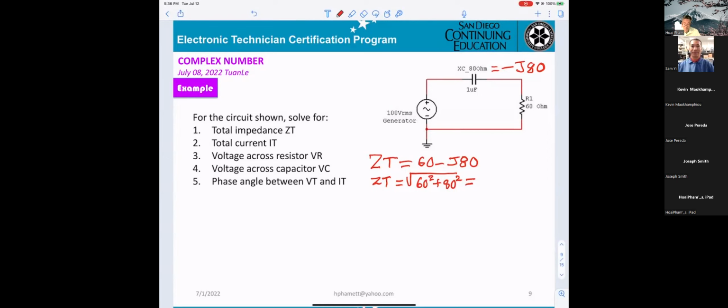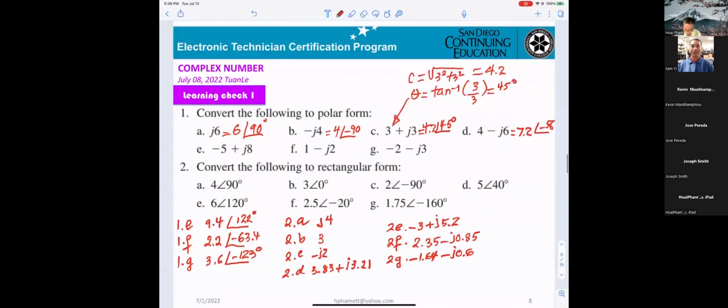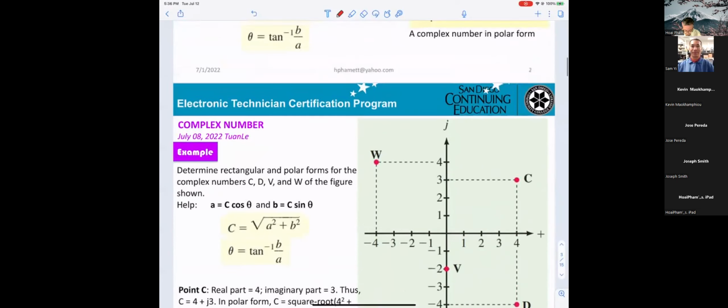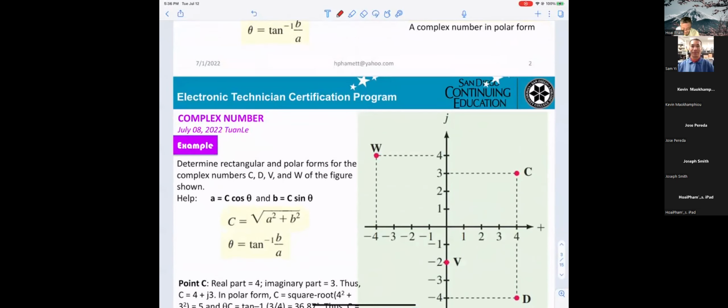My question was, when you put it in the square root, do you put plus or minus 80 squared, or you don't need to put the minus in there? That's a difference. If you're looking at the formula, C equals the square root of A squared plus B squared. But B is 80, and in this case, 80 is minus J. That's what I'm asking. That's a minus for J, not for 80.